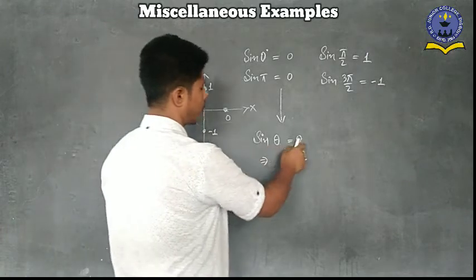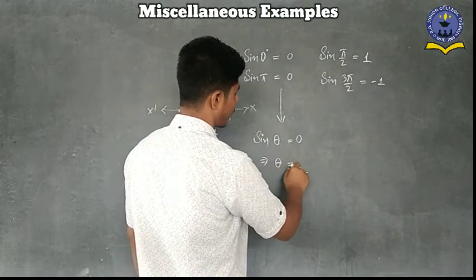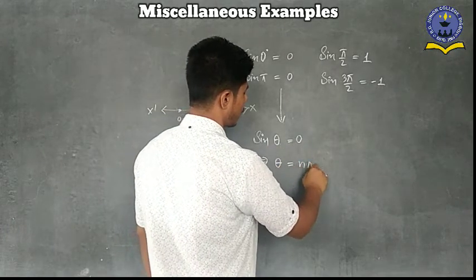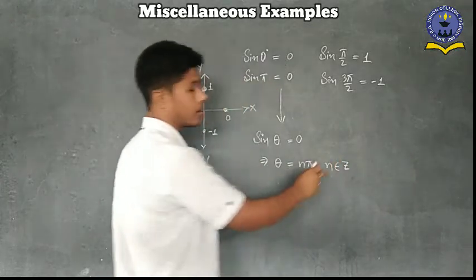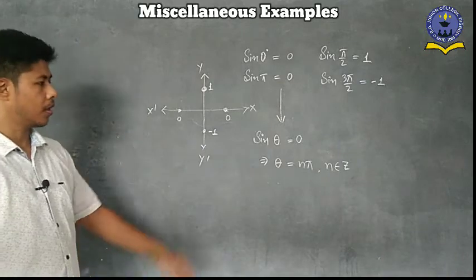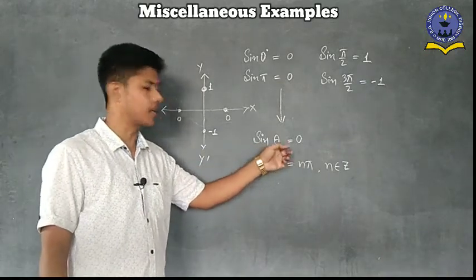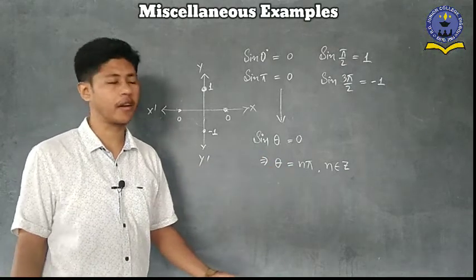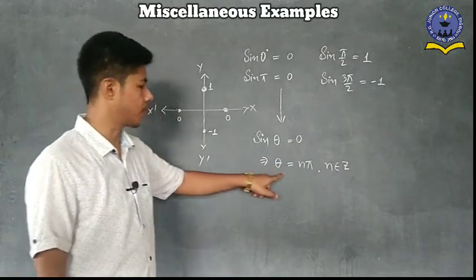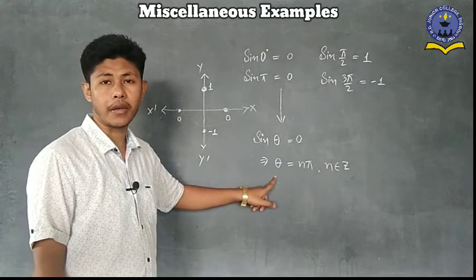If sine theta equals 0, then from here we write a general formula: theta equals n pi, where n belongs to Z, that means integer. Is it clear? Anywhere we get sine theta equal to 0, if anyone asks you to write down the general form, then the general form is theta equals n pi. Is it clear?